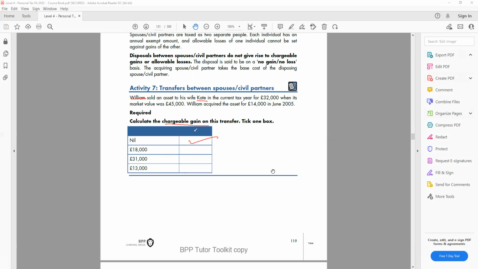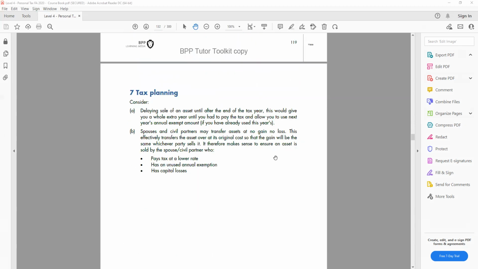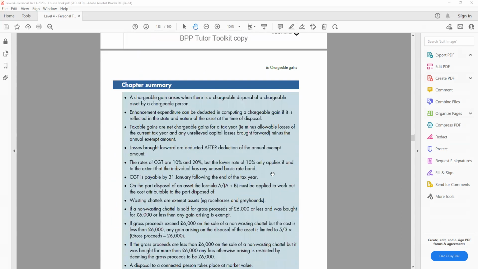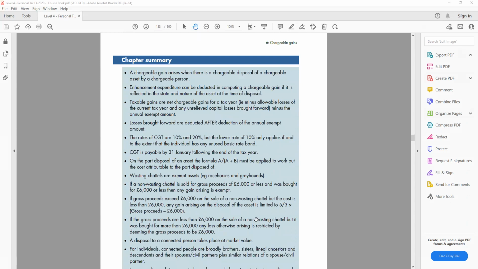All right, so then we have some tax planning, and I think this is the end of the chapter on our chargeable gain.